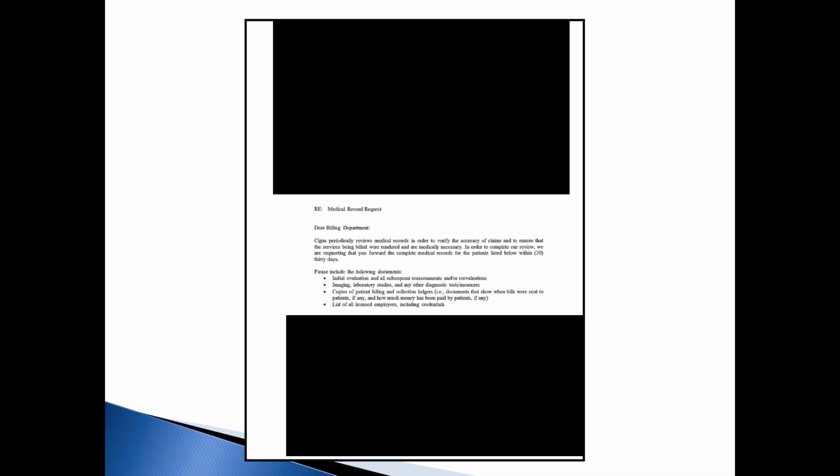Here's another letter one of my clients received. Dear Billing Department, Cigna periodically reviews records to verify the accuracy of claims. Please include the following: copies of patient billing and collection ledgers, documents that show when bills were sent to patients, if any, and how much has been paid by the patients.